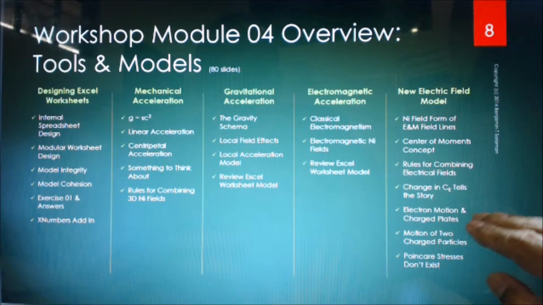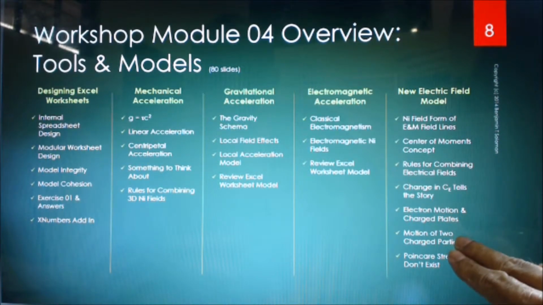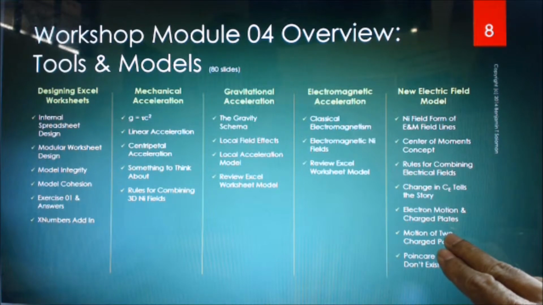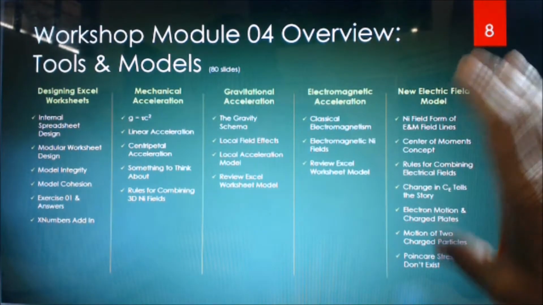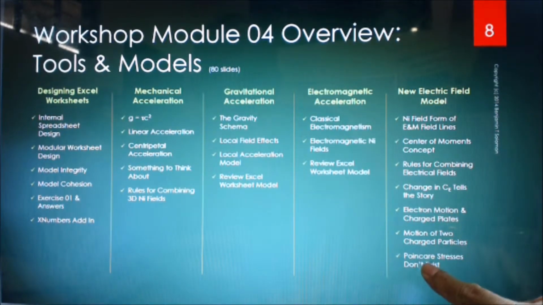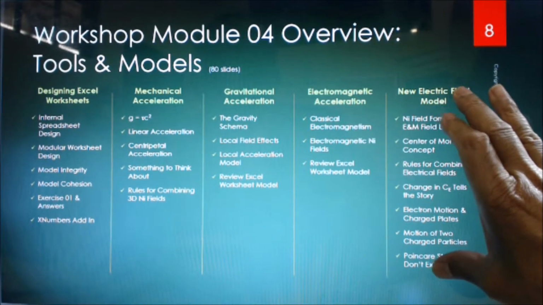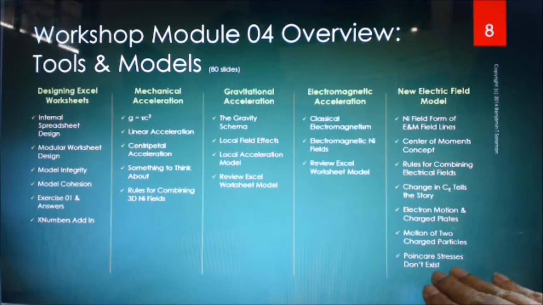I have completed electron motion in a charge and charge plates with the new electric field model. I'm still working on this. I'm close to a final solution. I have an exact solution here. I have an approximate solution. It's just a matter of time when I have an exact solution here. The reason for this, to understand that Poincare stresses don't exist. That is the basic message here. Not that we're going to substantially and radically change electrical field theory. It is to show that Poincare stresses don't exist.